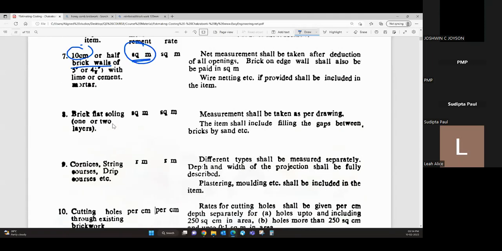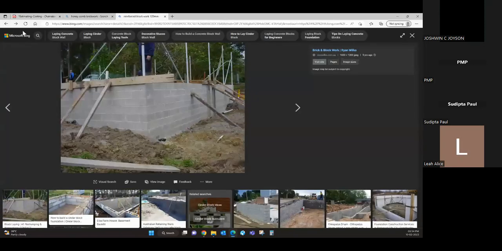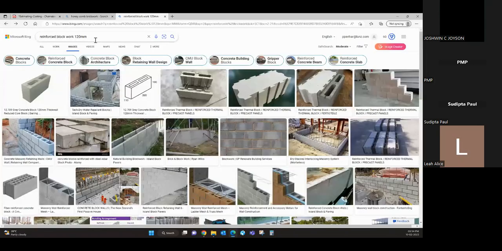Brick bat soiling, one or two layers. Now, what is brick bat soiling? I'll show you brick bat soiling. It's basically where you use bricks to develop a floor.